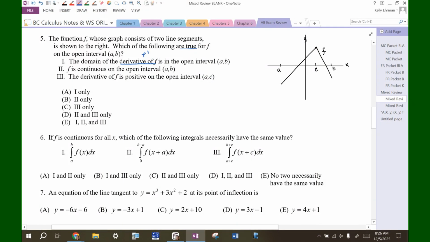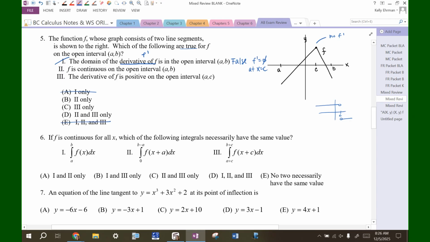So does f prime exist for every value a to b? No. F prime equals undefined at x equals c. There's a sharp turn here, so there's no f prime right there. The f prime graph looks something like this. It's got a positive slope until I hit c, and then it jumps down to a negative slope, right? So no for 1. That knocks that out and that out.